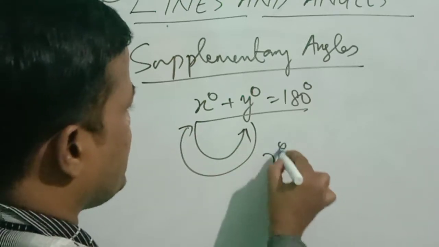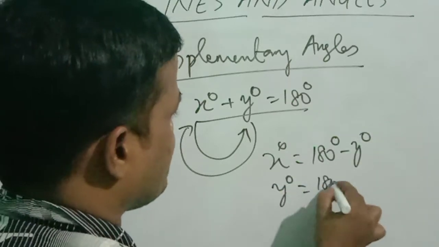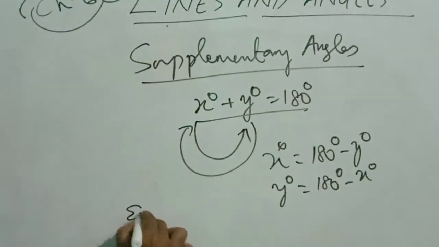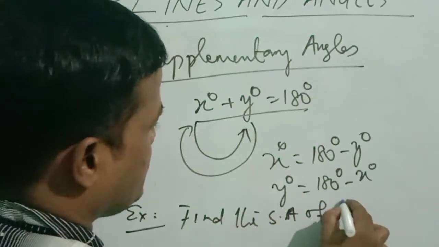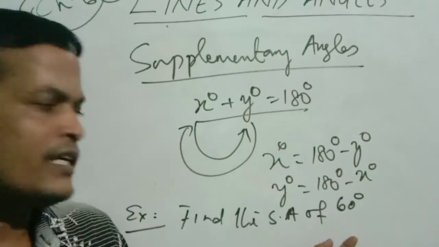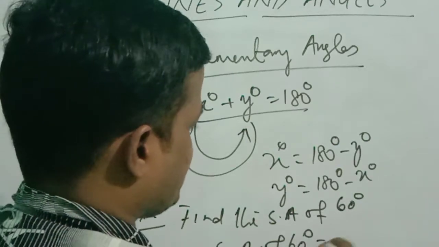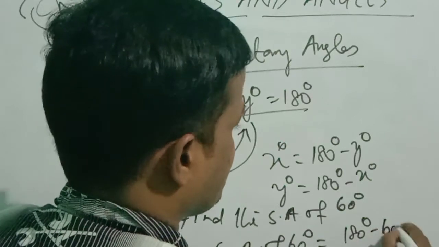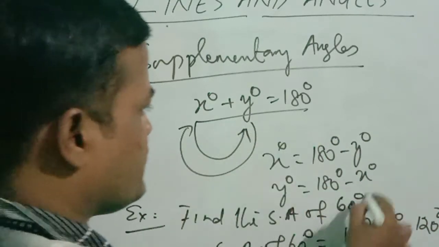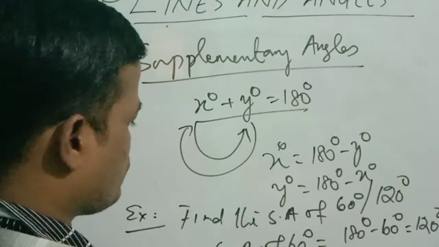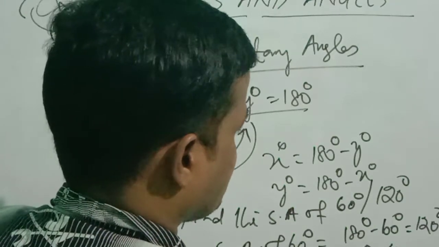So it can be calculated: x degrees equal to 180 degrees minus y degrees, and y is calculated as 180 degrees minus x degrees. For example, find the supplementary angle of 60 degrees. The supplementary angle of 60 degrees is equal to 180 degrees minus 60 degrees, which is equal to 120 degrees. Now let us find the supplementary angle of 120 degrees. It is equal to 180 degrees minus 120 degrees, equal to 60 degrees.